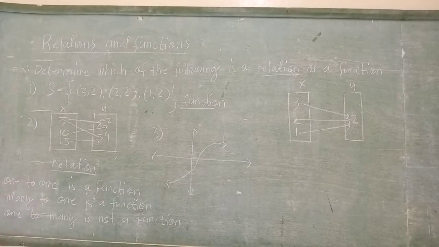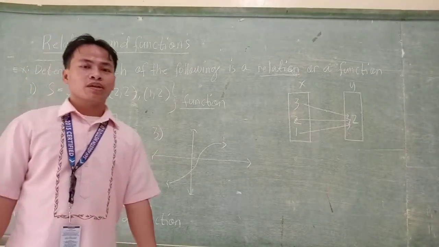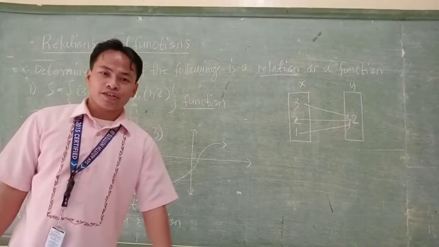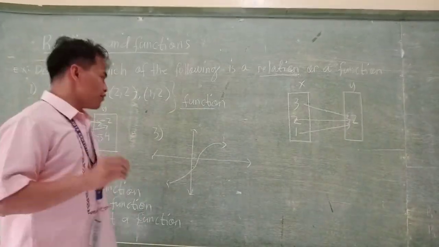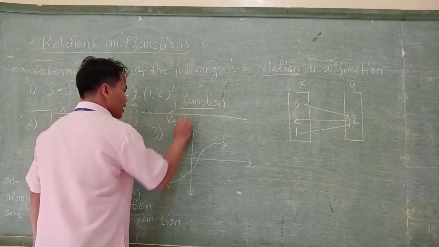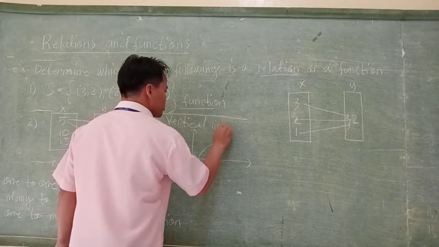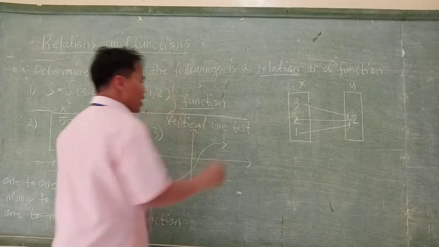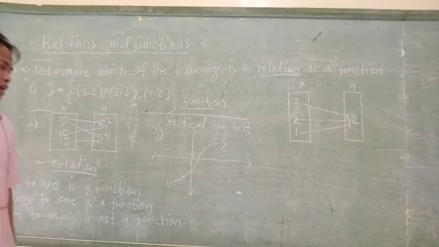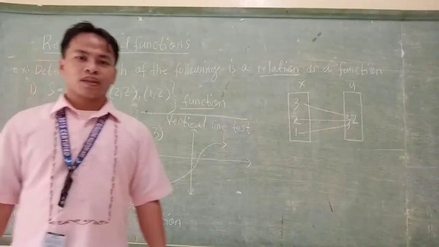Okay, let us have number 3. In number 3, we are given the graph. So how could we identify if this one is a function or a relation? Okay? For number 3, we will have to use the vertical line test. How does the vertical line test work in identifying a relation or a function? We will have to draw a vertical line in the graph.